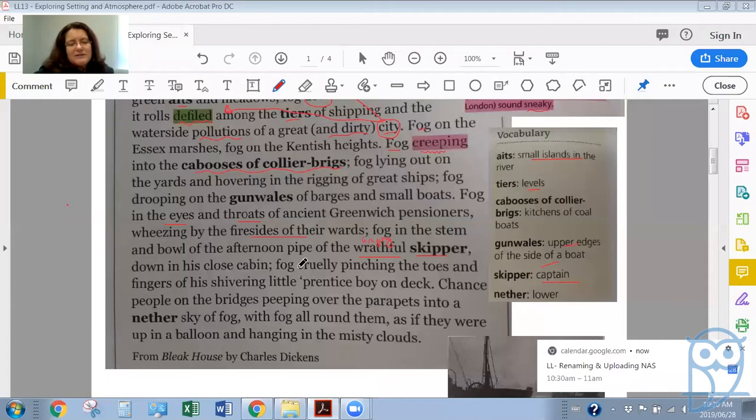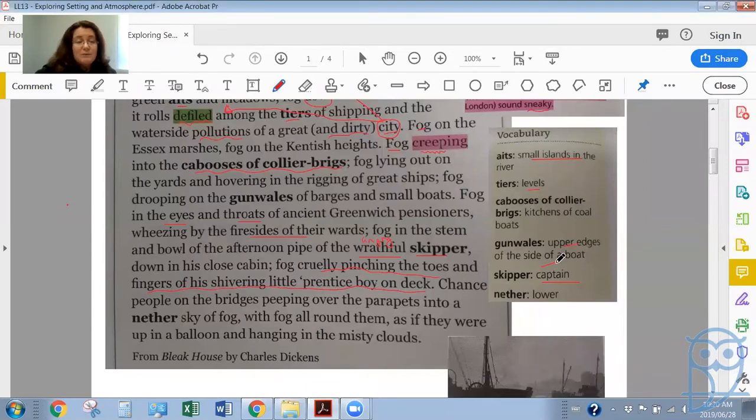And what else does the fog do? Well, it cruelly pinches the toes and fingers of his shivering little apprentice boy on deck, the boy who is learning to be a sailor, who probably works for very, very little money, if not just food and board. And he's left up on deck to do whatever chores he has to do. He doesn't have a cabin. He doesn't have the luxury of a cabin. And the fog cruelly pinches his toes and fingers. What device is being used here in cruelly pinching? What figure of speech?